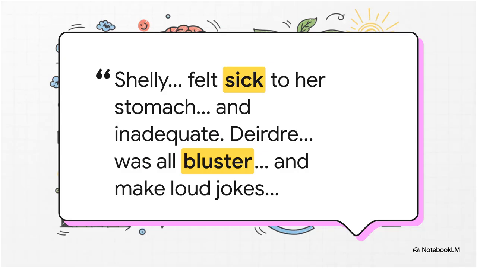Okay, check out this classic example. You have Shelley and Deirdre. They both face the exact same problem. They failed an exam. Shelley just crumbles. She internalizes it, feels physically sick, totally worthless. But Deirdre? She does the complete opposite. She gets loud, makes jokes, puts on a big show. Same event, 2 polar opposite responses. So what in the world is going on here?